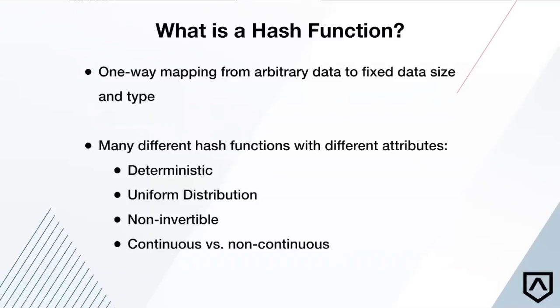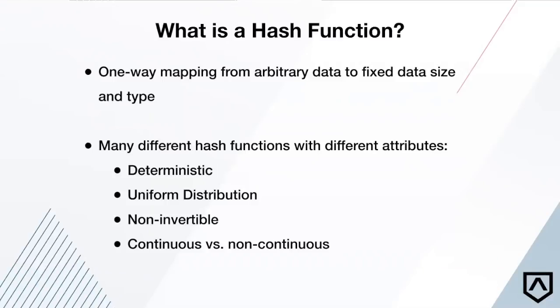There's certain other attributes that can be important, such as uniform distribution, which means that an input that's very close to another input will be, on average, very, very far away from the original input. It's non-invertible, which means that you cannot take the result of a hash function and reverse construct the input, which is very important for cryptographic hashes. You should not be able to take the gibberish string and deduce what the password is.